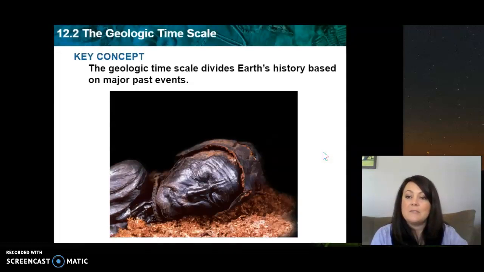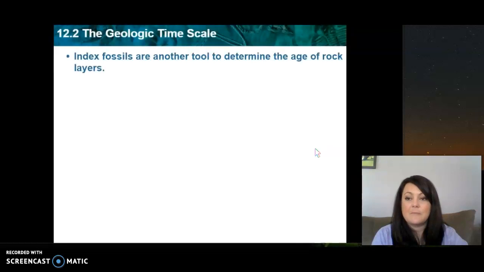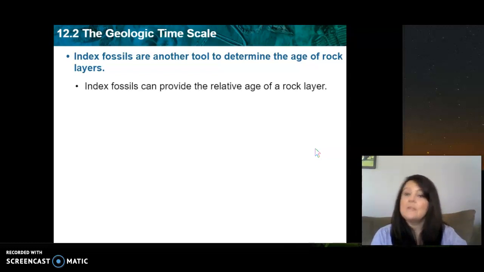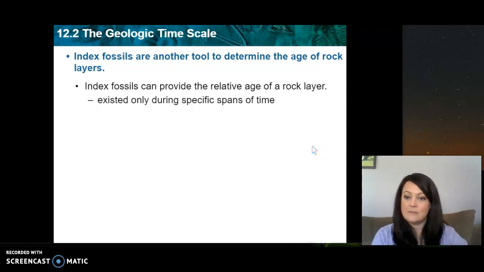12.2, the geologic timescale. Key concept: the geologic timescale divides Earth's history based on major past events. Index fossils are another tool to determine the age of rock layers. Just like an index in the book tells you where to go to look for things, the index fossil can provide a relative age of a rock layer.